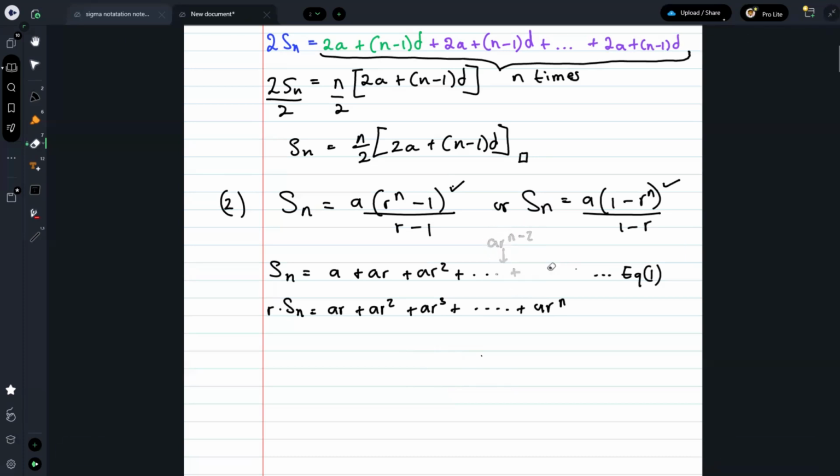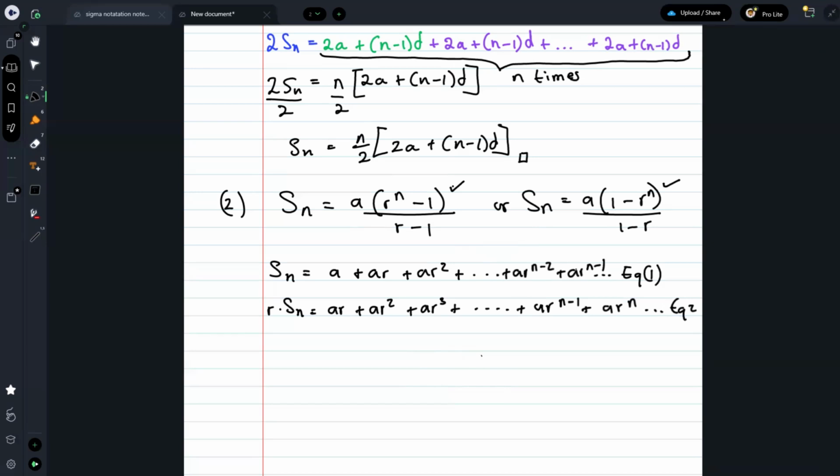Because someone might not see where we're coming from with those values right there. So it's plus ar^(n-2) plus ar^(n-1). And this one, when you multiply by r, it's going to be minus 1 plus, and when you multiply the last term by r, that's when you're going to get ar to the exponent n. We're going to call this equation 2.